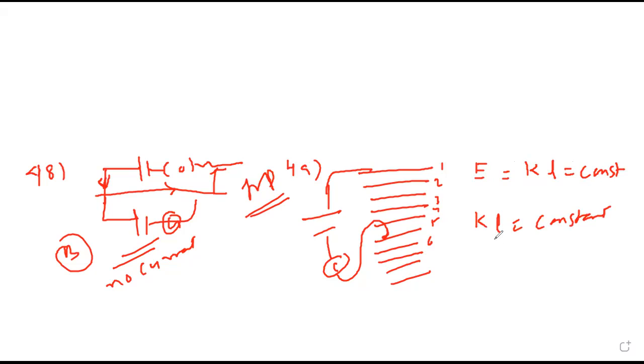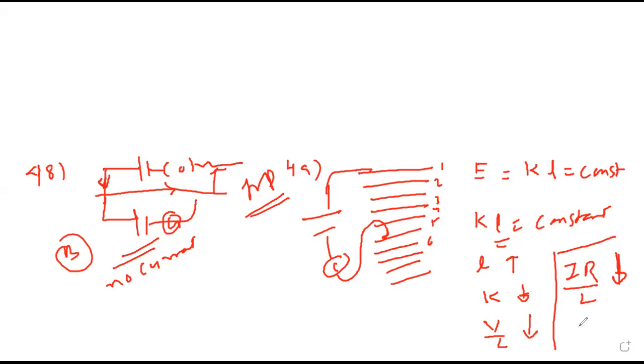Yes. We have to increase balancing length. So can I say K should be decreased? ये बात समझा? K should be decreased. K का मतलब V by L should be decreased. उसका ही मतलब IR upon L should be decreased. IR upon L मतलब ये पूरा वायर का लेंथ बढ़ाएंगे तो भी डिक्रीज होएगा. I अगर कम करेंगे तो भी डिक्रीज होएगा.